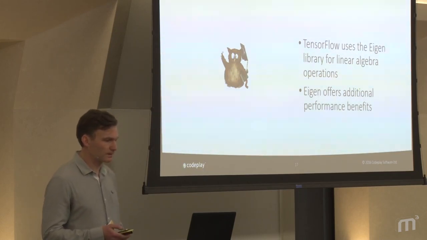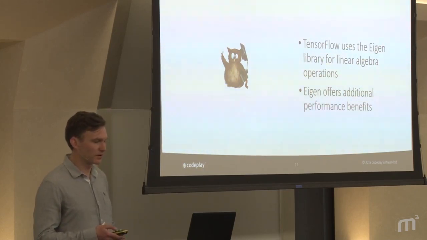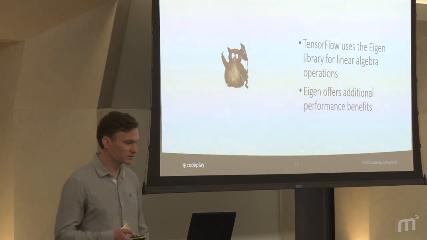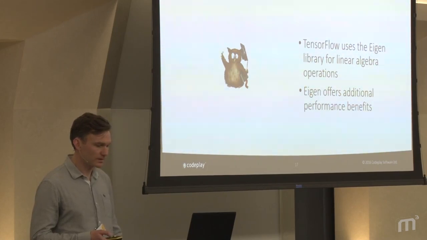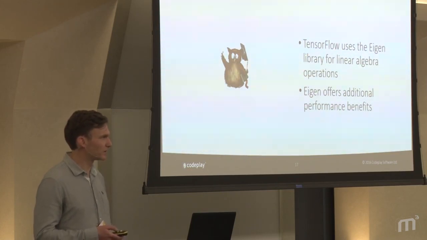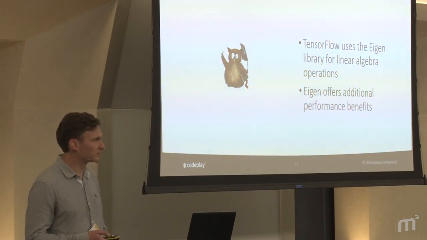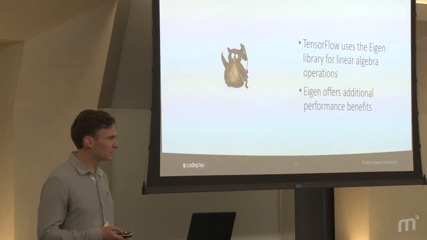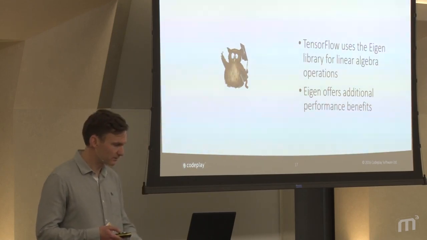So just to give you an idea of how TensorFlow performs all of these operations, it uses a library called Eigen that has a nice owl as its mascot. Eigen's a C++ library, and it already has implemented a lot of parallel execution of a number of linear algebra operations that are needed basically by TensorFlow to run all of the operations that it provides. So it offers the benefit of running things in parallel, but it also offers additional performance benefits that I'll go into.